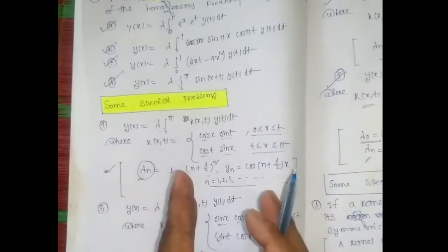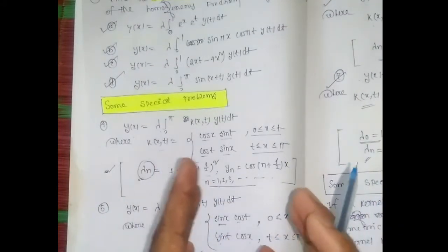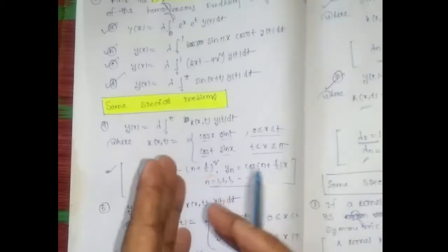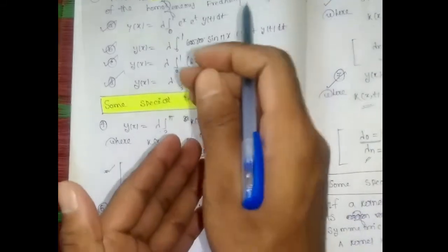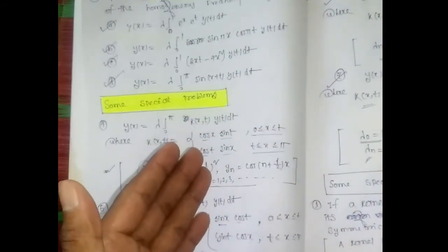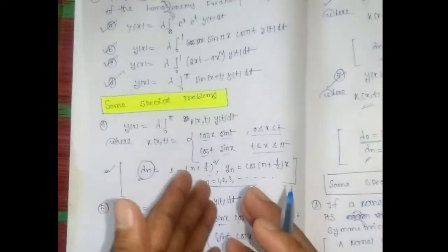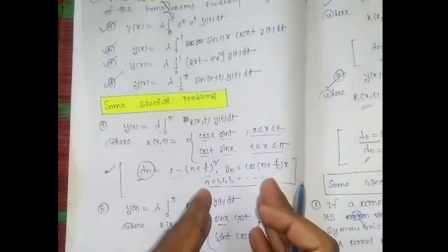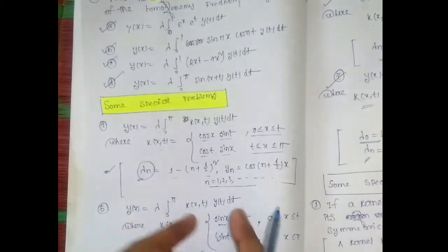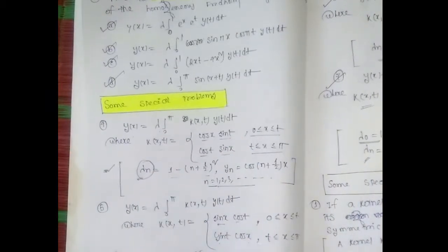In examinations, there are restricted times, so we cannot go through the whole process. We can only remember or memorize this. Whenever the kernel is this, the eigenvalue is this. Whenever the kernel is this, the eigenvalue is this.